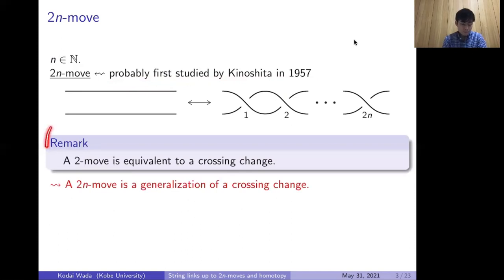We remark that a 2-move is equivalent to a crossing change. That is, a 2-move can be accomplished by crossing changes and isotopies. On the other hand, a crossing change can be accomplished by 2-moves and isotopies. In this sense, a 2n-move is a generalization of a crossing change.